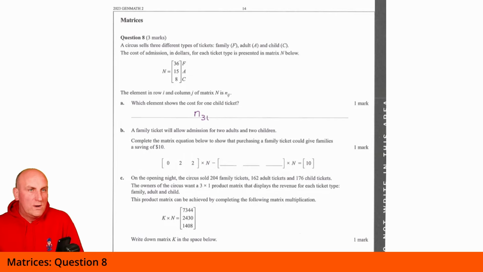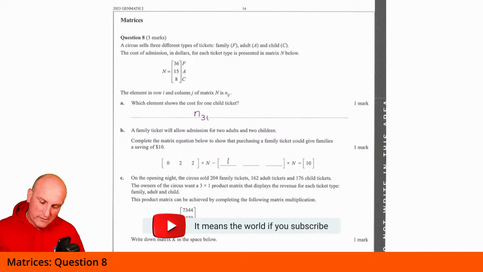A family ticket will allow admission for 2 adults and 2 children. Complete the matrix equation below to show that purchasing a family ticket could give families a saving of $10. 0.22 times N minus, I beg your pardon, equals 10. Well, 1. I think that's going to be 100.